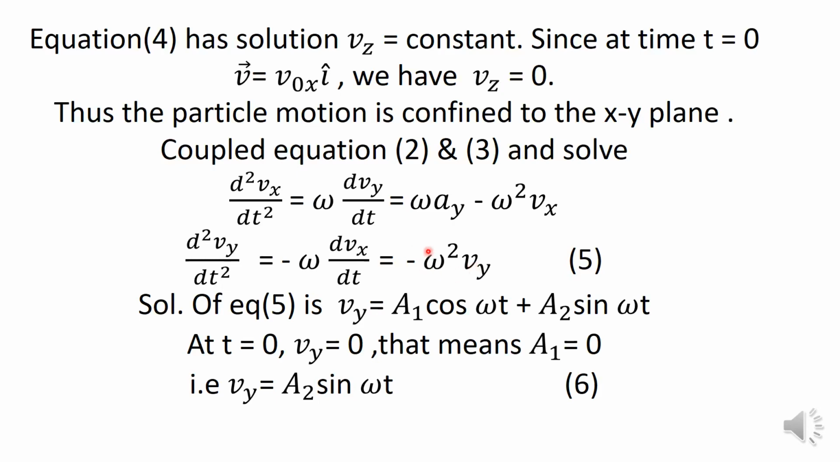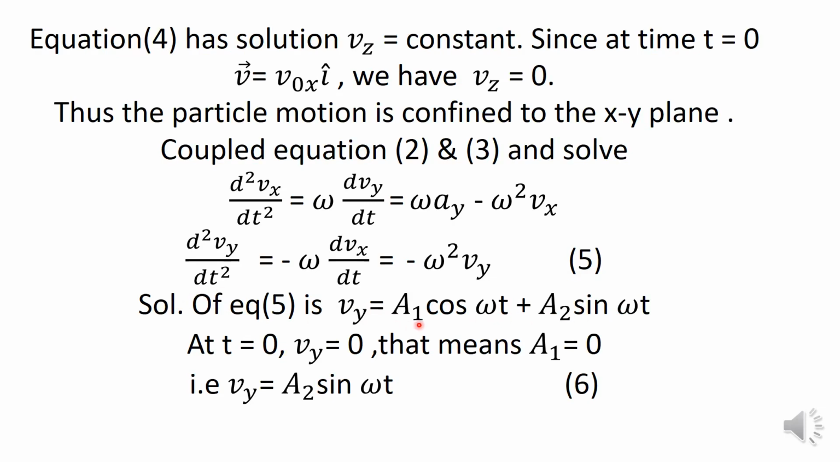Now this is equation number 5, that is the equation d2vy/dt2 is equal to minus omega square vy. This is a standard equation, and we all know the solution of this type of equation, which is vy is equal to a1 cos omega t plus a2 sin omega t.